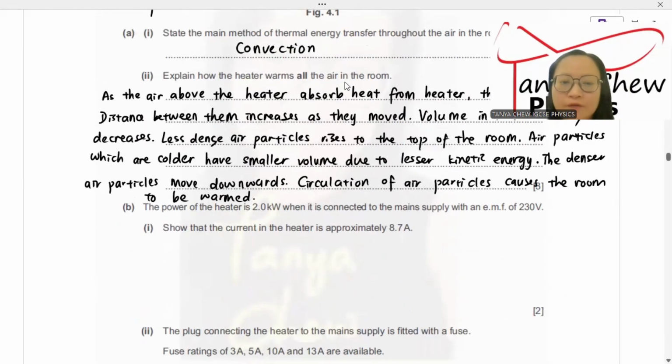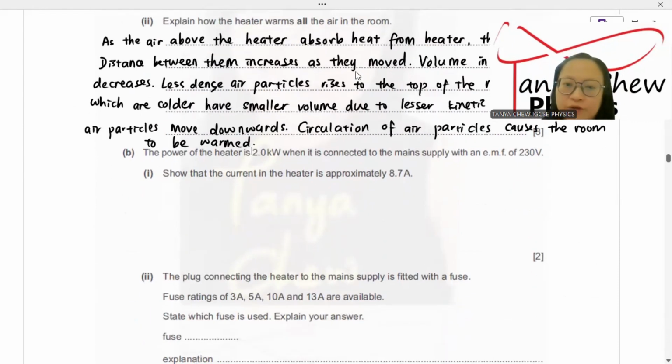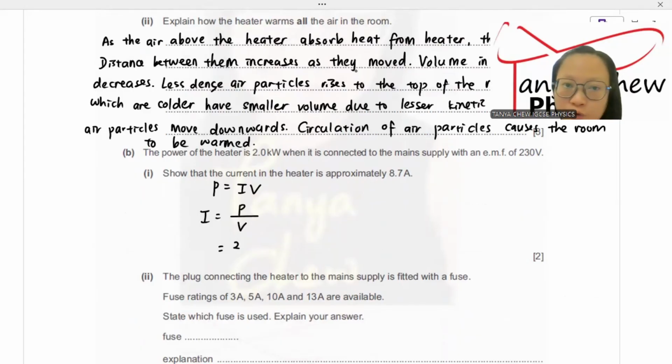B, the power of the heater is 2 kilowatt when it is connected to the mains supply with an EMF of 230 volt. First part, show that the current in the heater is approximately 8.7 ampere. Since the power and the EMF are given, I'm going to use P equal to IV. I is equal to power over EMF. Power is given as 2 kilowatt, which means 2000 watt. You have to change to watt first, over 230 volt.